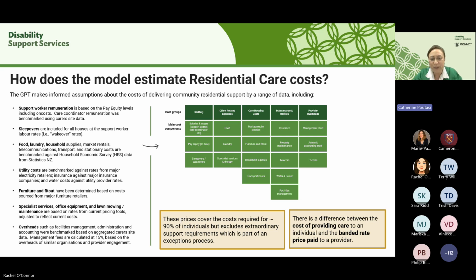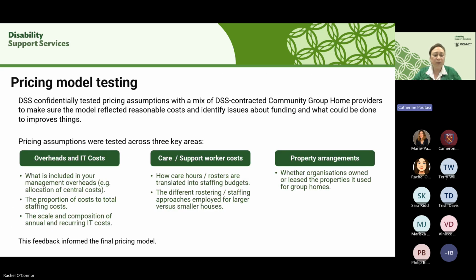Again, there is a difference between the cost of providing care to an individual and the banded rate price paid to a provider. These prices cover the costs required for about 90% of people who are currently in the system and are accessing community group homes. There will be an exceptions process. I wanted to go through how we came up with the global pricing tool because we've had a lot of good questions.